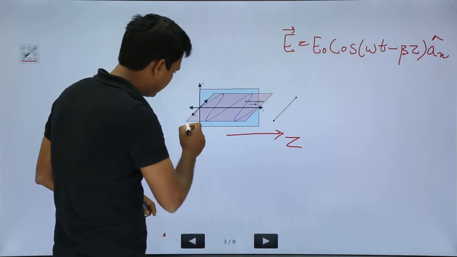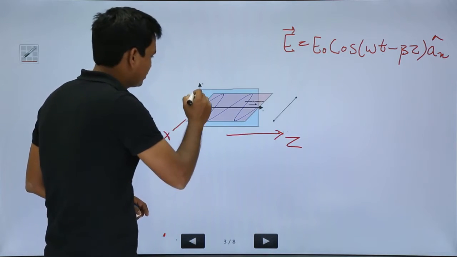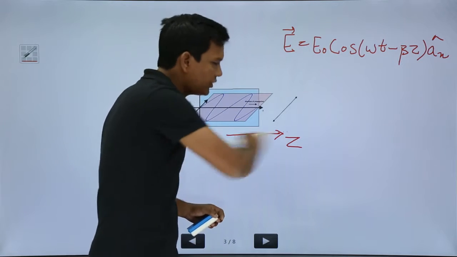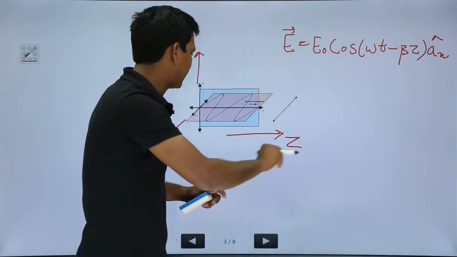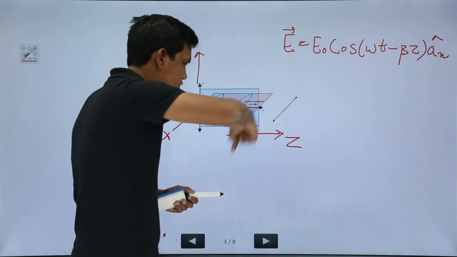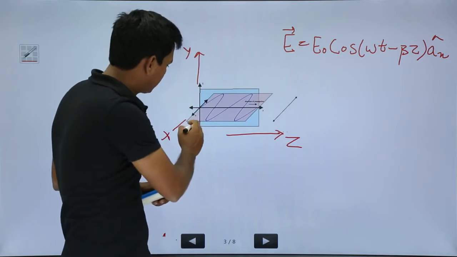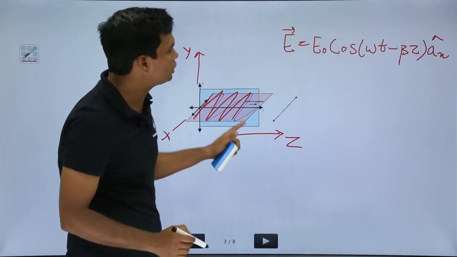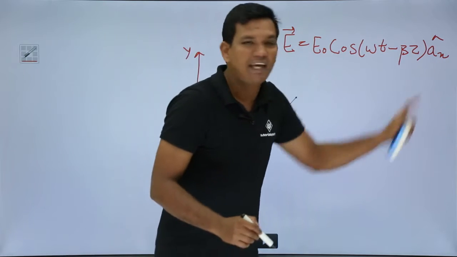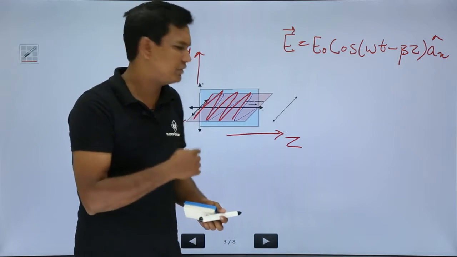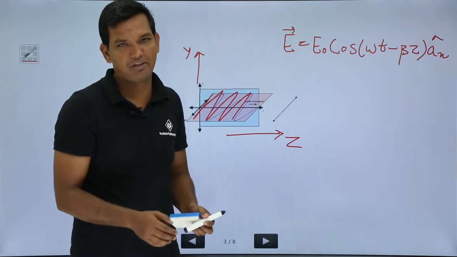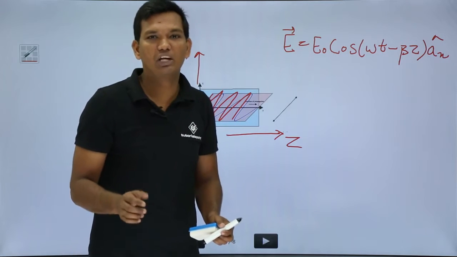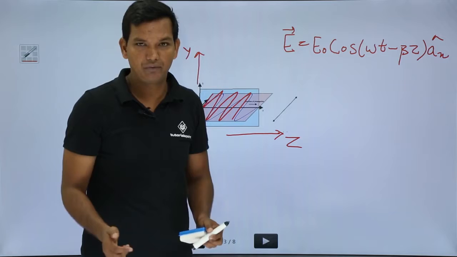If you observe, this is your x axis and this is your y axis. The wave is propagating along the z direction, but the variation is in the x plane, right? So the variation of electric field is along the x plane. It has only one component, the variation along the x plane. This is linear polarization, where the variation of electric field is along one plane.